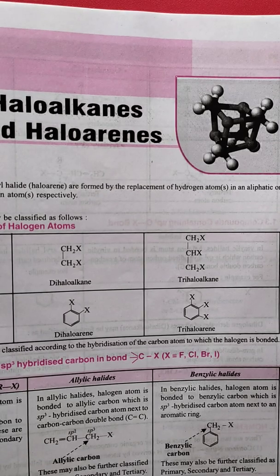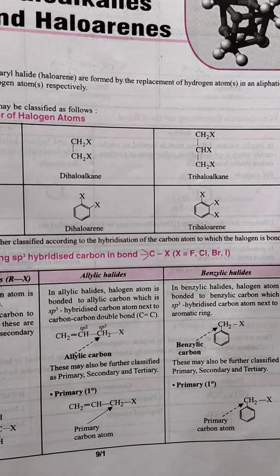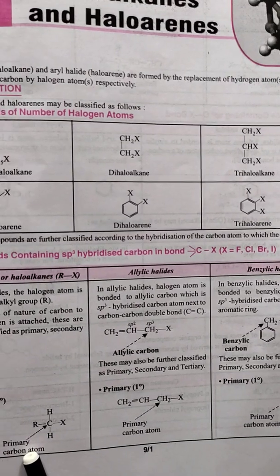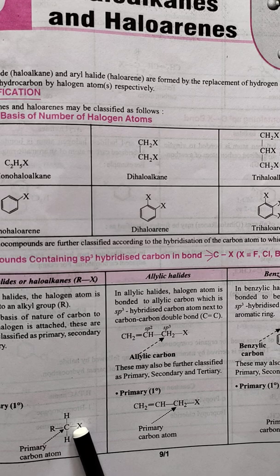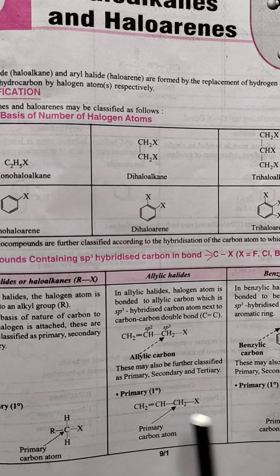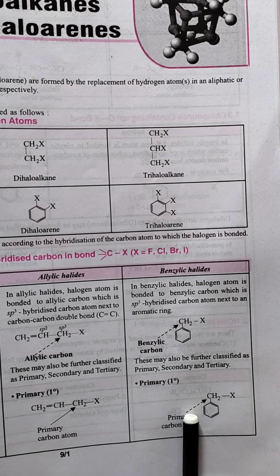So as you can see, in a primary carbon, the carbon is attached in this way. If it has CH2X, then this is called a primary carbon. In this case also, CH2X, that is also a primary carbon.